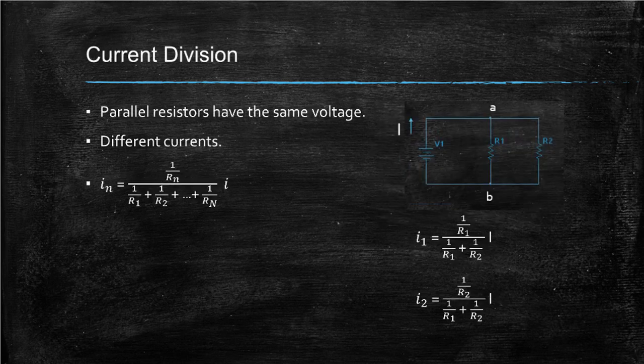Resistors in parallel make use of current division. This is because they have the same voltages but different currents. The equation here shows current division.